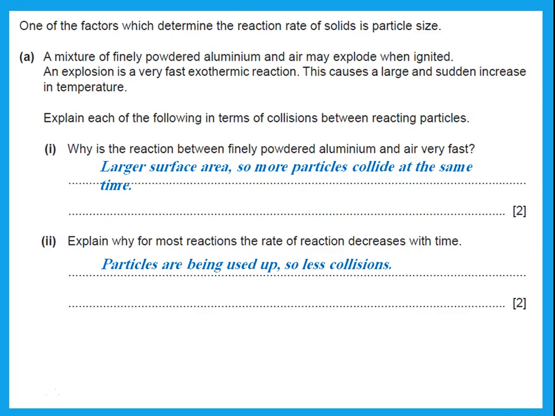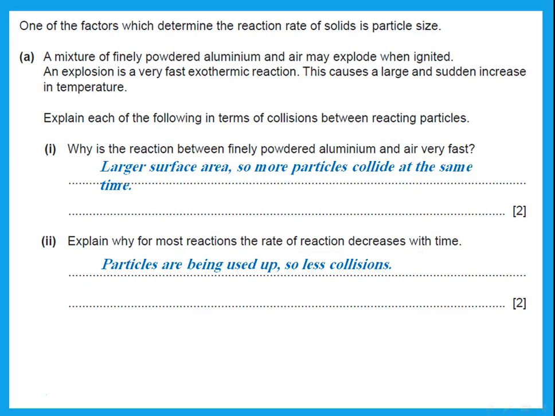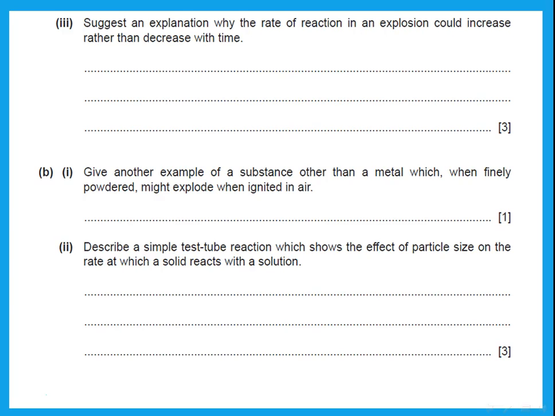Remember how to explain each factor. Suggest an explanation why the rate of reaction in an explosion could increase rather than decrease. Now, he says somewhere that the explosion is a very fast exothermic reaction. So he's saying, suggest an explanation why the rate of reaction in an explosion could increase rather than decrease.